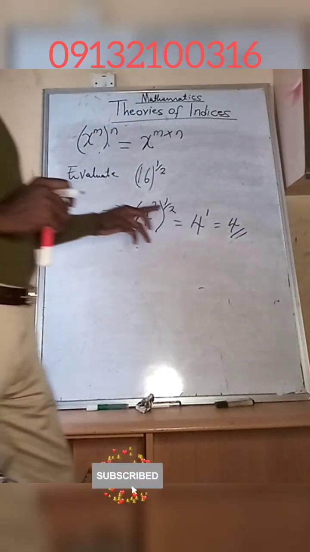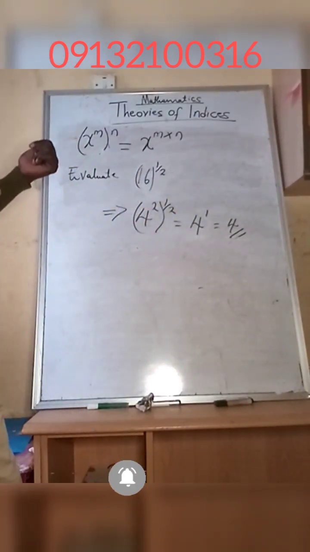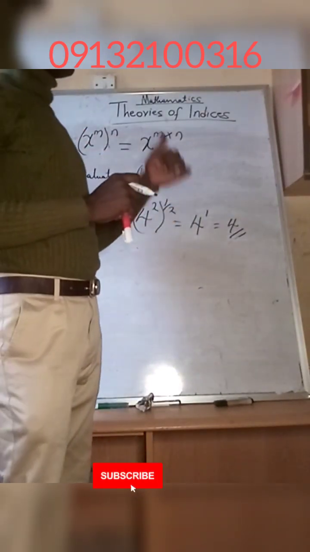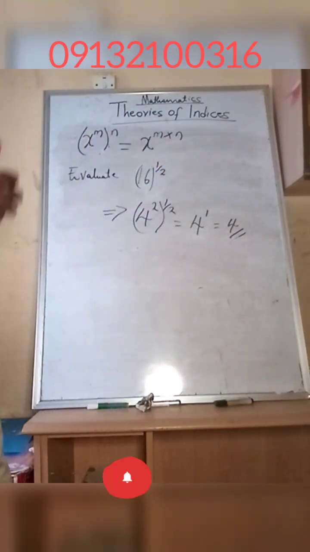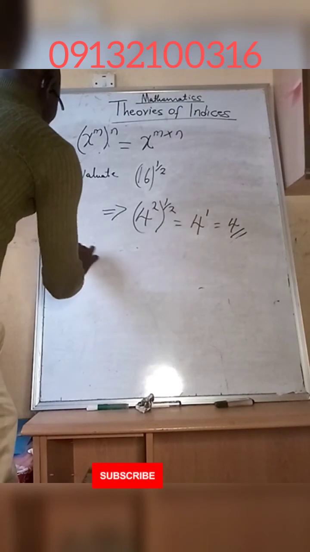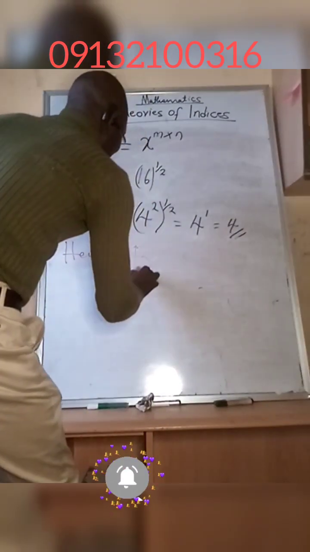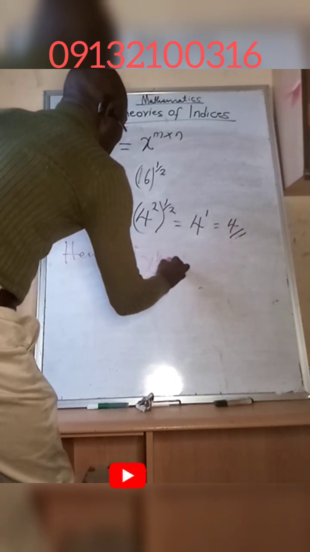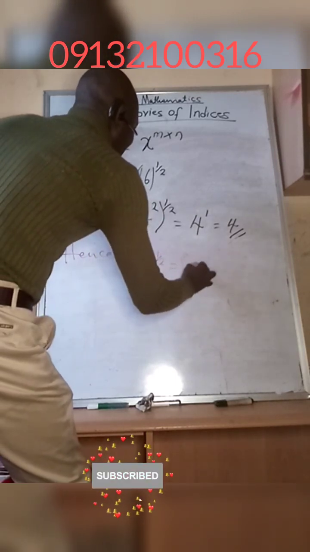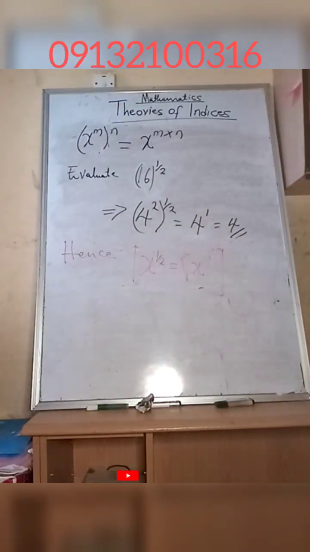So what is the relationship between 4 and 16? 4 is the square root of 16. 3 is the square root of 9, like we obtained in the previous one. Hence, this other law: x raised to the power half is equal to the square root of x. So whenever you are given a number and it is raised to the power half, you are finding the square root. It's as simple as that.